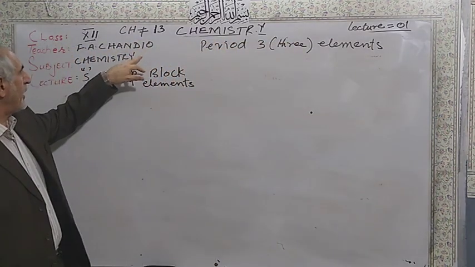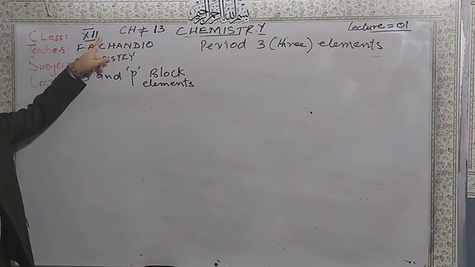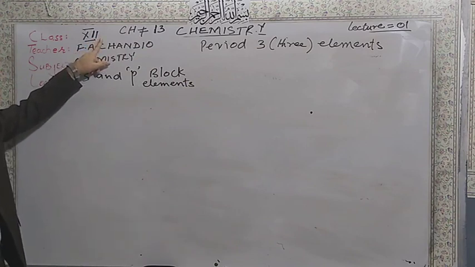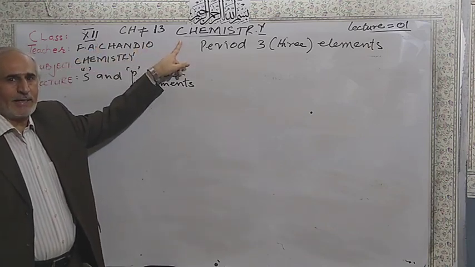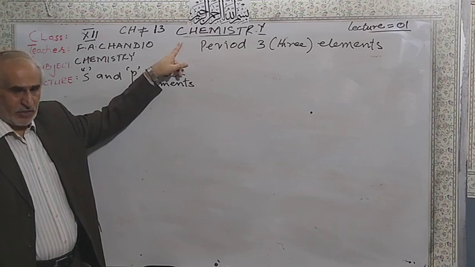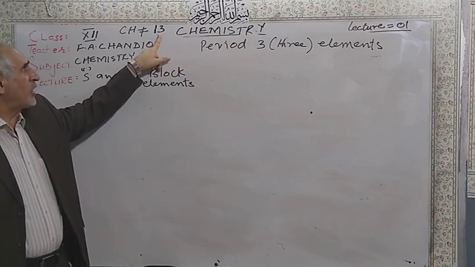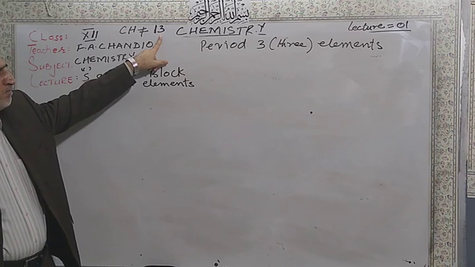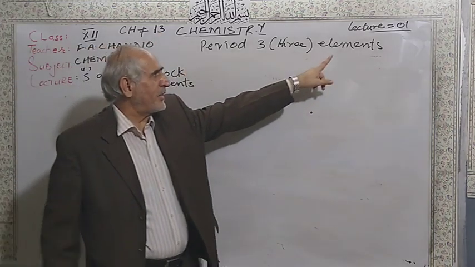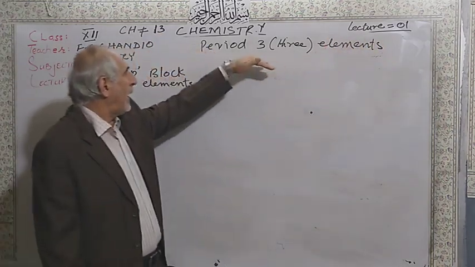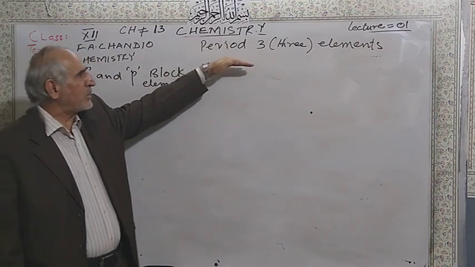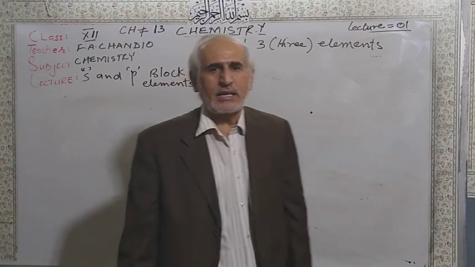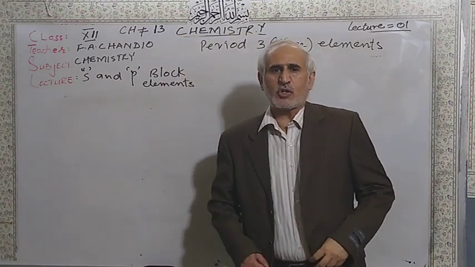We are going to start grade 12, second year. You learned chapter number 12 in HSSC 1, the first year. Now we start chapter number 13, and this is lecture number 1. We have to study period number 3 elements in the periodic table. This is the first topic for us.